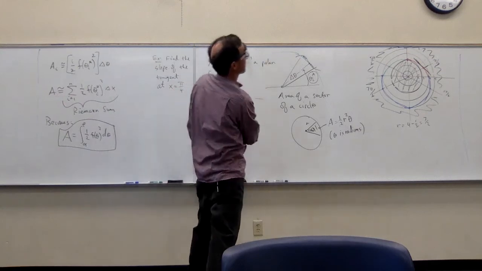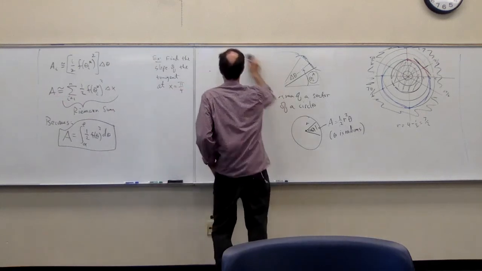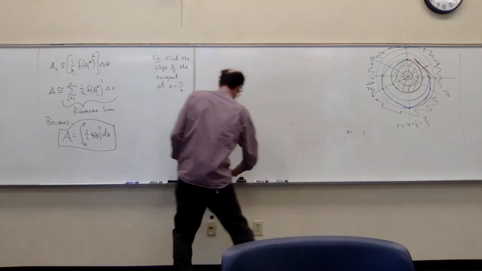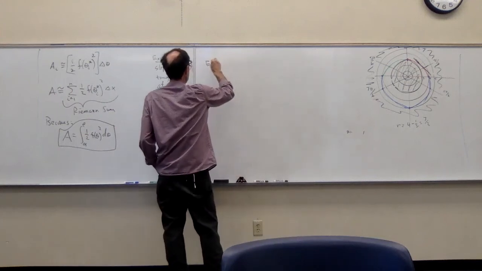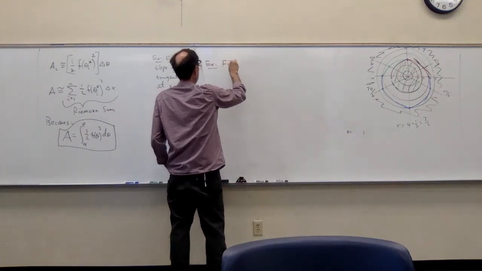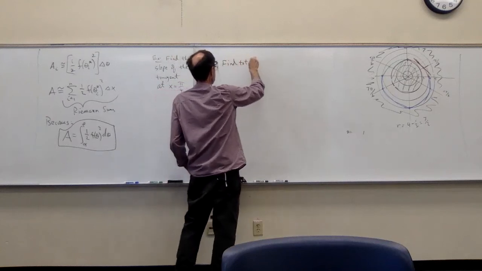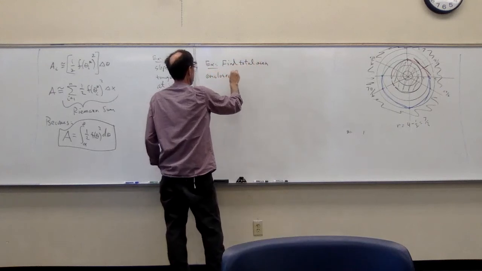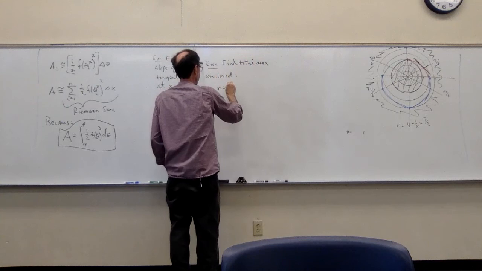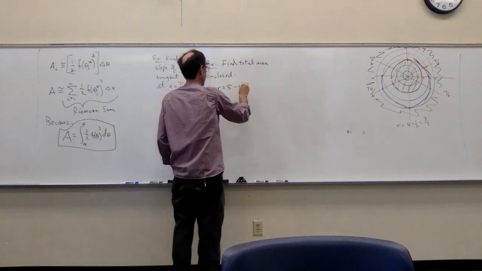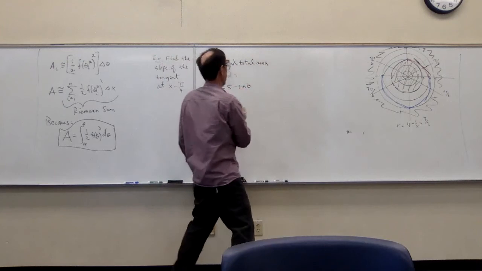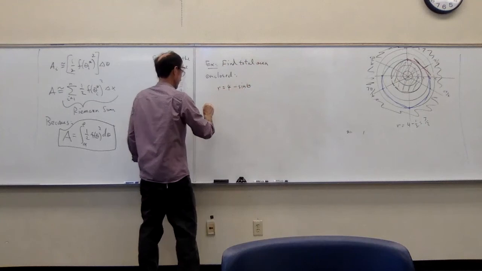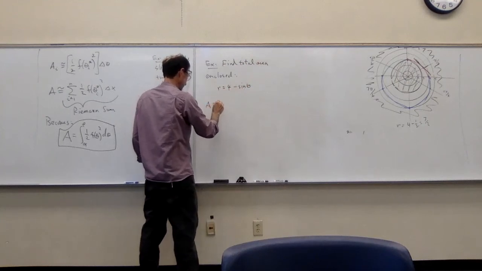So let's turn an area problem out of the function we drew earlier. For the same function, find the total area enclosed. So the function was 4 minus sine theta, is that right? 4. There's the graph. The area is the integral.